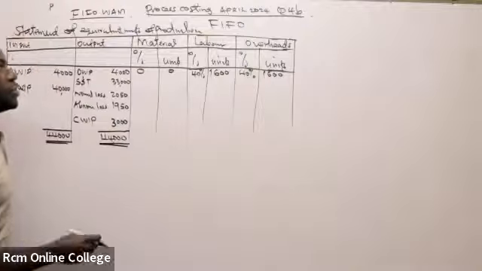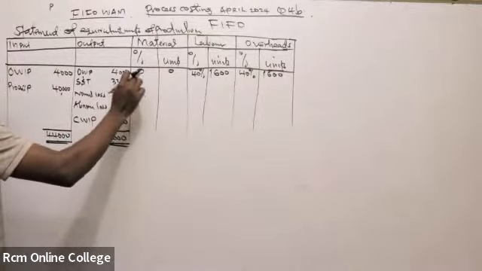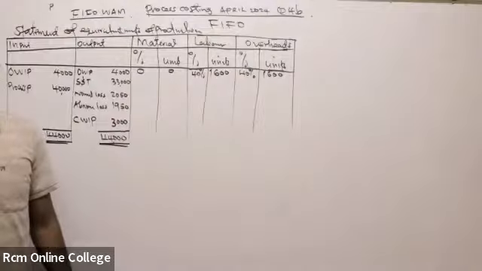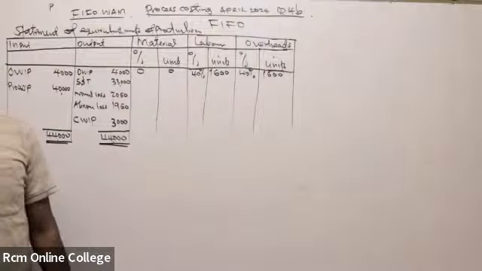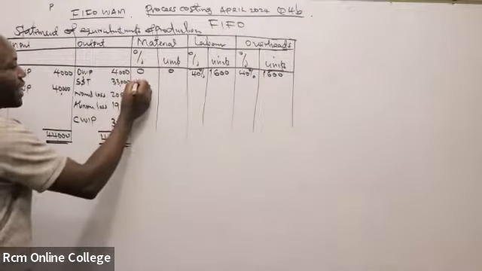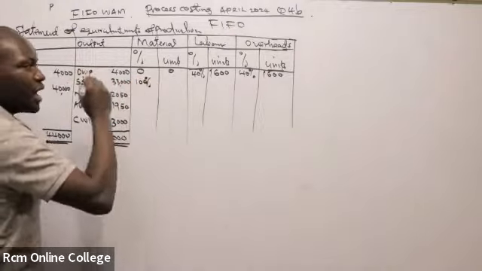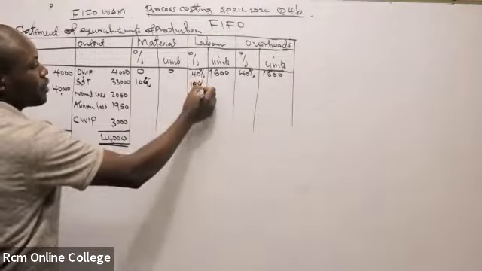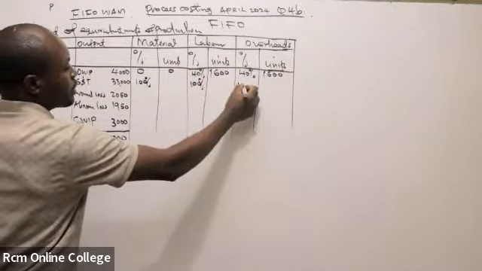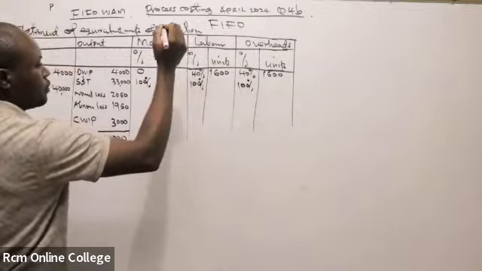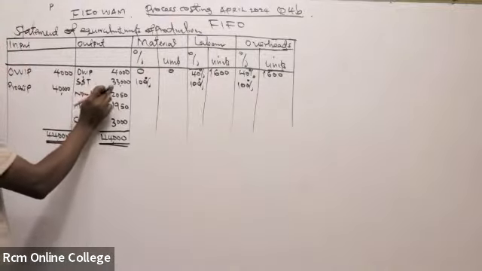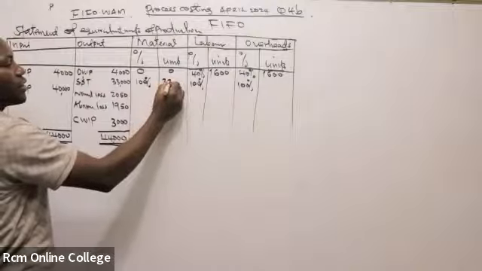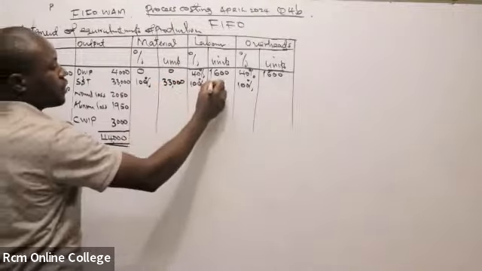If you look at the percentage, what is the percentage of raw material that was brought in during this production? You brought in new raw material, 100%. You brought in labor fully, 100%. Overheads, 100%. Right? So 100% of 33,000 is 33,000.